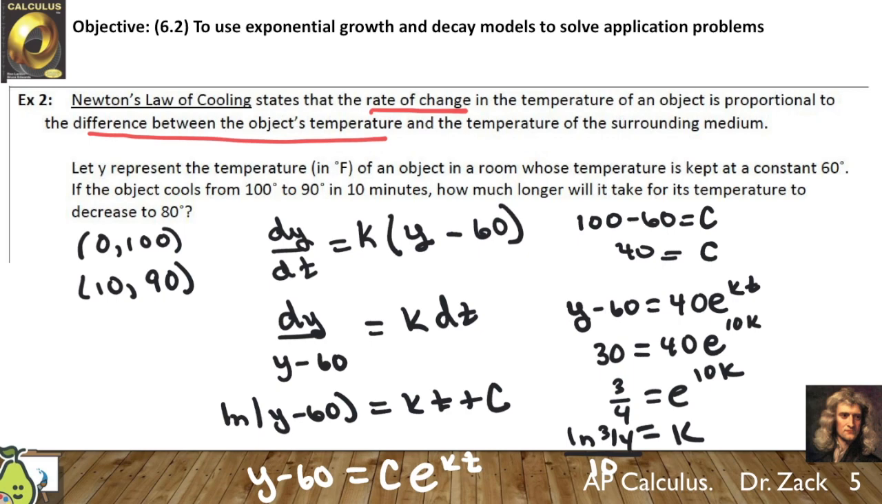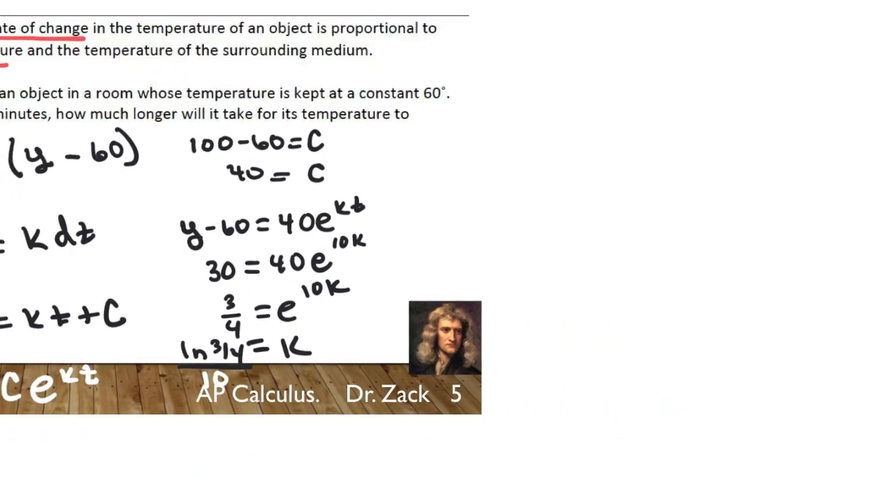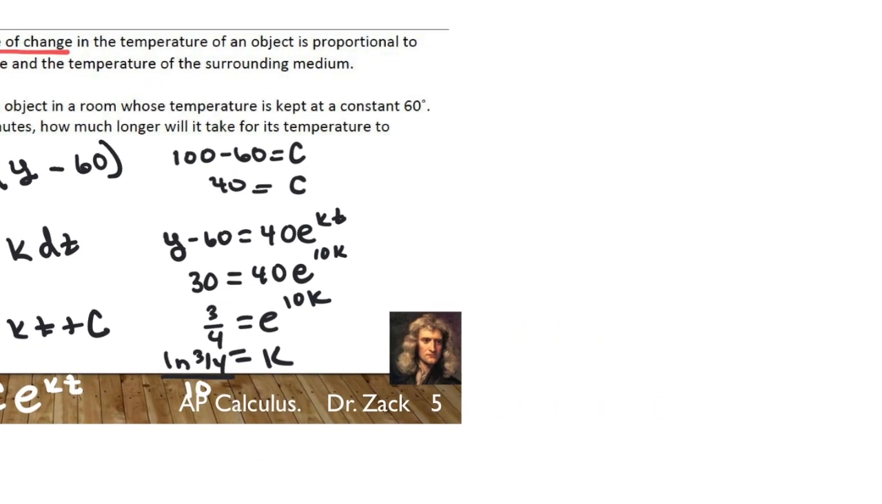All right, so now that we have our k value, it's time to write the equation. Always write that equation. Finish it up. y equals your 40 e to the k, which is natural log 3/4 divided by 10 multiplied by t. And don't forget that 60, so we're going to put a plus 60 in the problem.